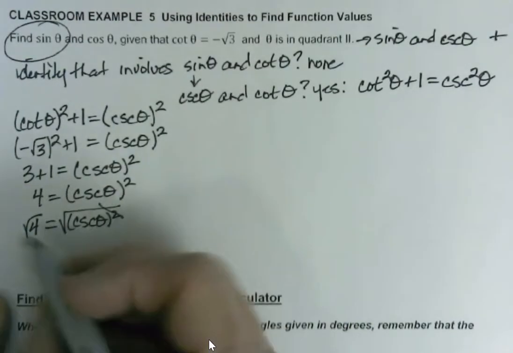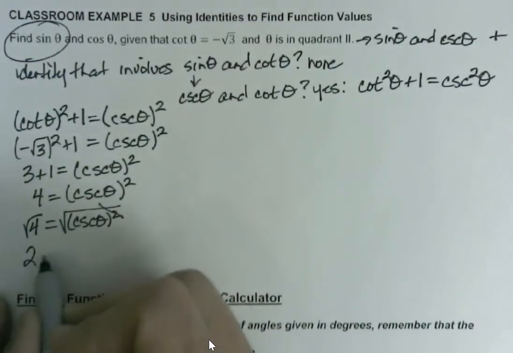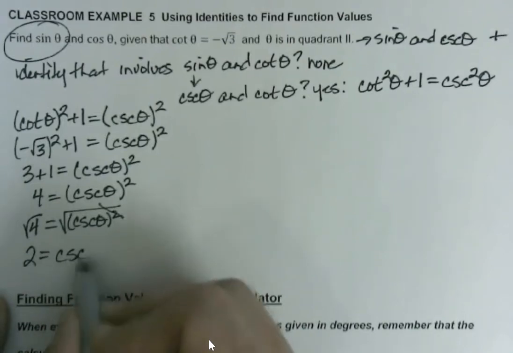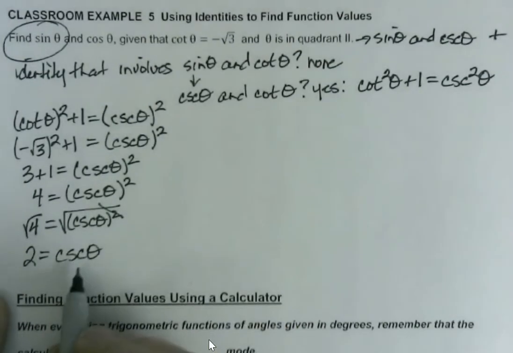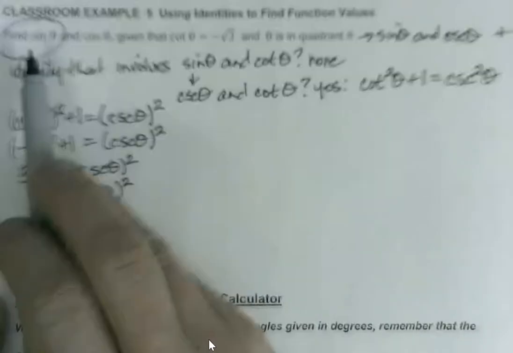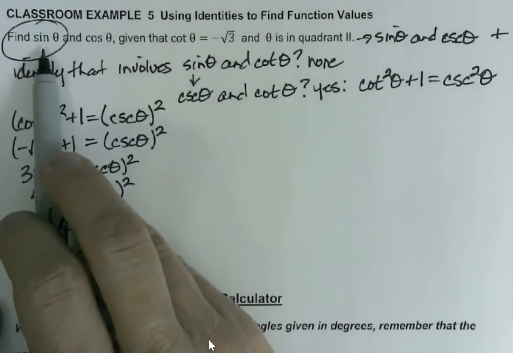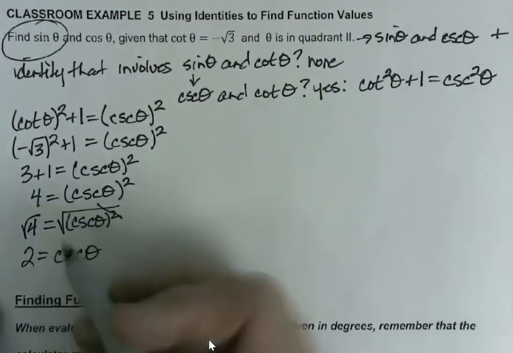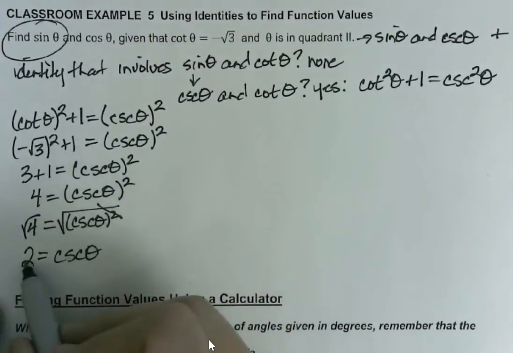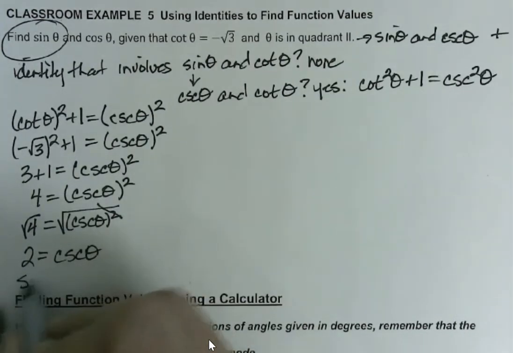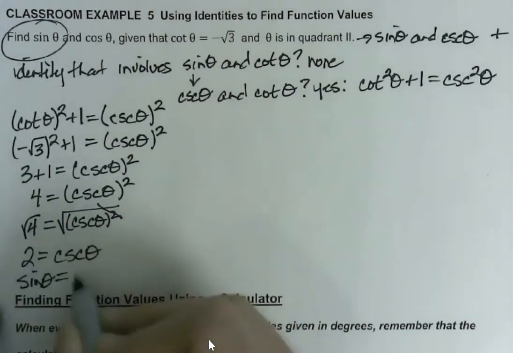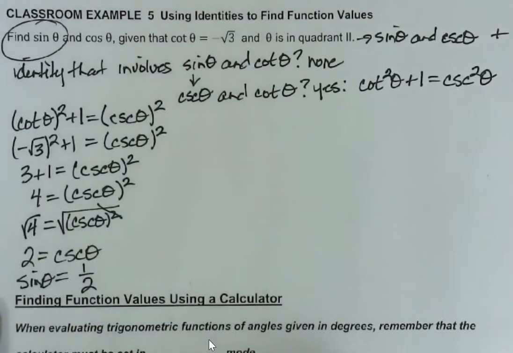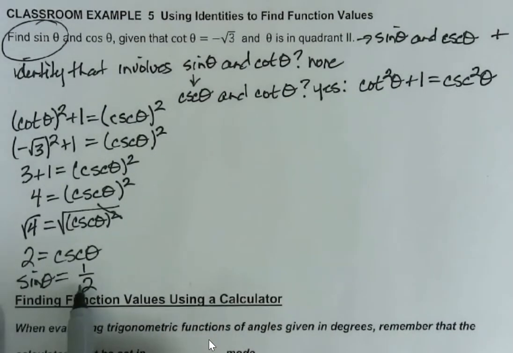So those two cancel each other out. The square root of 4 is 2. So we find out that cosecant of theta is equal to 2. Now what we really wanted to find was sine of theta. Remember, sine and cosecant are reciprocals of each other. So that means sine is the reciprocal of cosecant, which would be 1/2. So we've got our value for sine of theta is equal to 1/2.